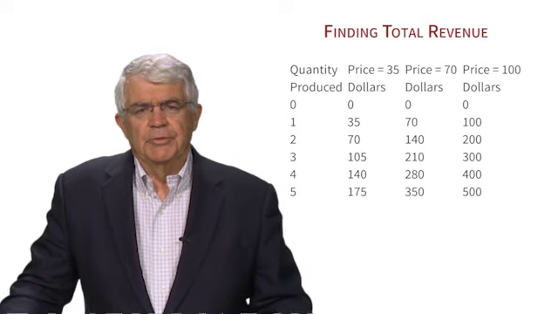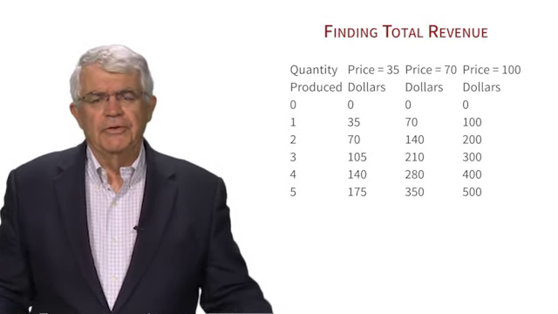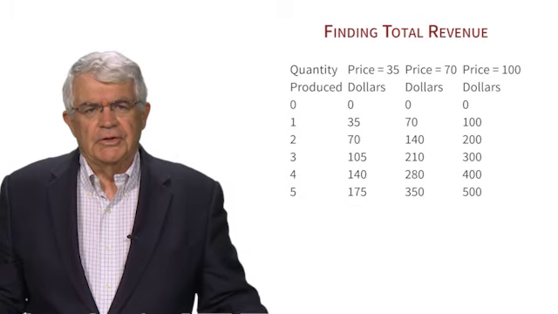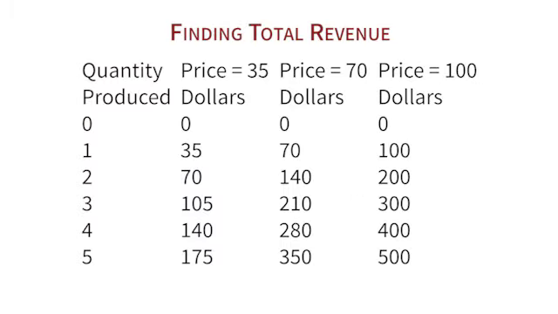And here's our example. We first want to find the total revenue, and then find the total costs, and of course then find the profits. So let's look at the example. The number of crates of pumpkins produced is in the first column there. You can see 1, 2, 3, 4, 5.